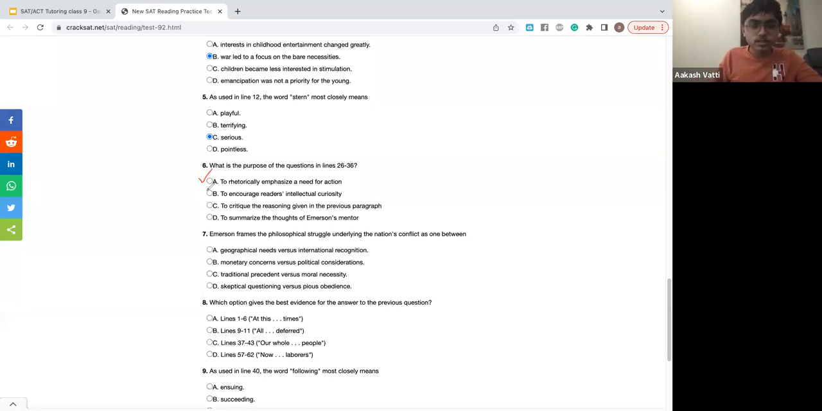And this is good. This is not good because it's not encouraging readers' intellectual curiosity. It's just asking some questions about the war and why do we need to do this? To critique the reasoning given the previous paragraph, I do not think that the person would make a speech where he critiques his own reasoning. So therefore, C wouldn't be the answer. To summarize the thoughts of Emerson's mentor, again, no, the people who were asking that was the Times, which I'm guessing is a news article at that time, like the New York Times and such. So A is our only remaining answer.